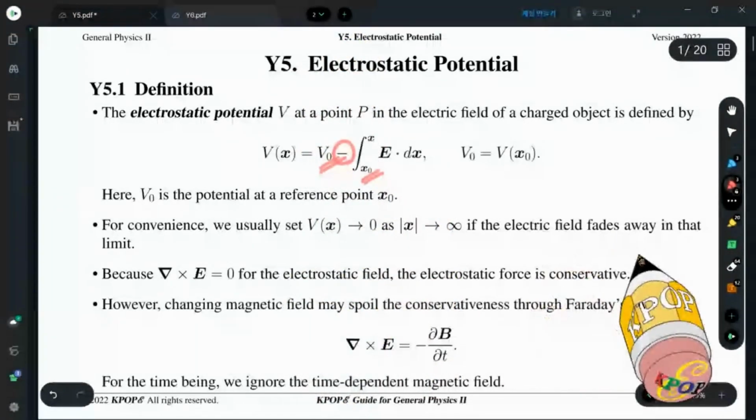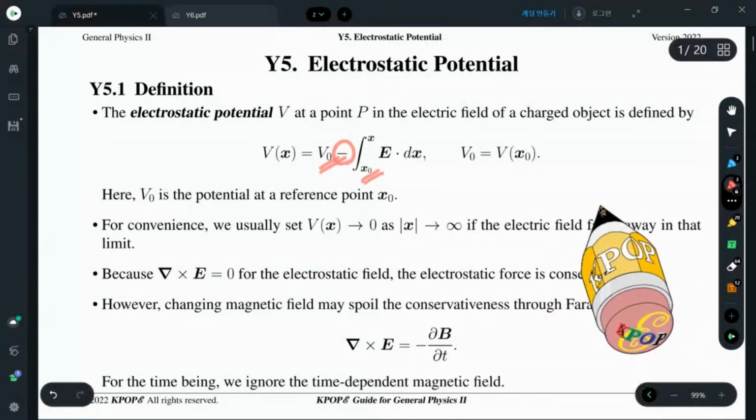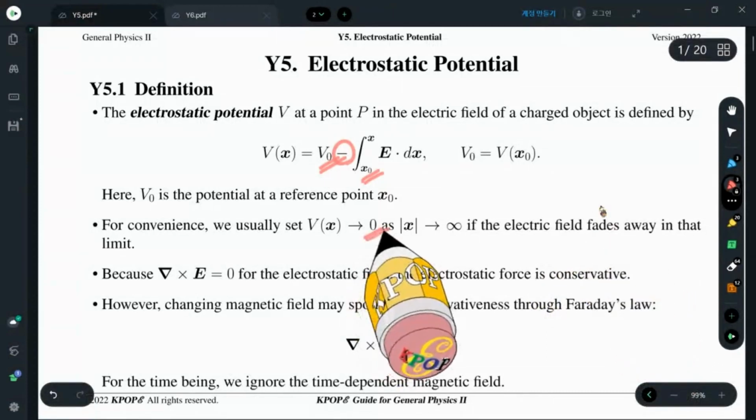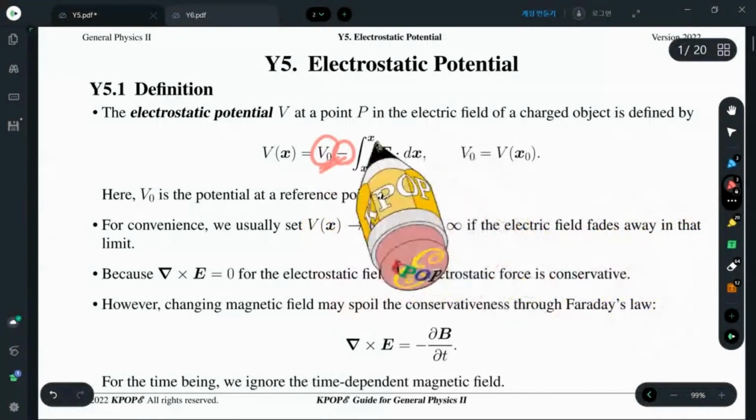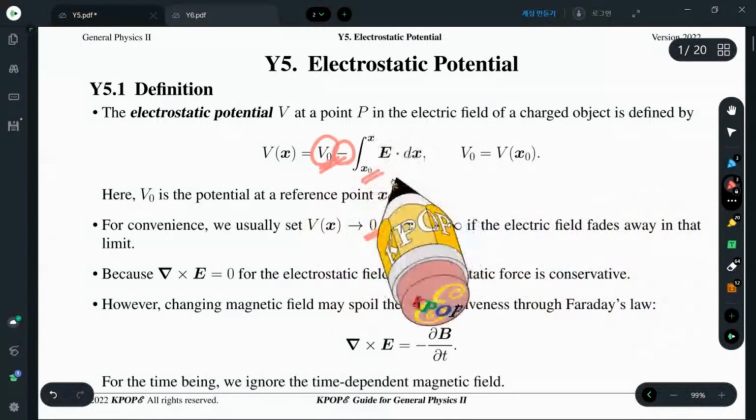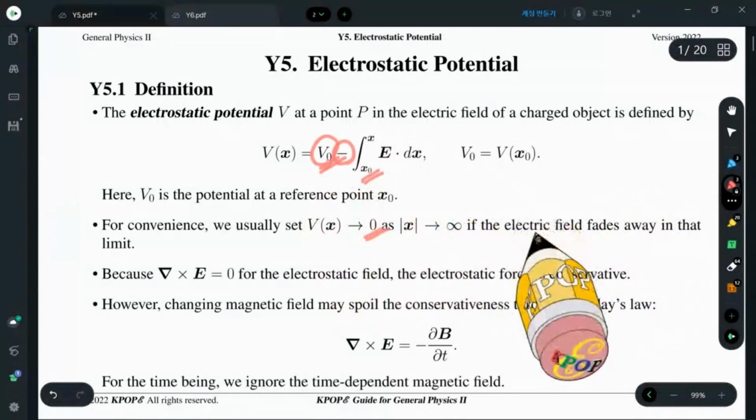For convenience, in most cases, when we consider electrostatic potential, we usually choose 0 as r goes to infinity. However, it is our choice. So we can always change the absolute value of potential. That does not make any difference in physics. That concerns the electric field only.